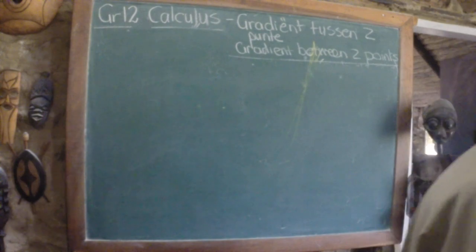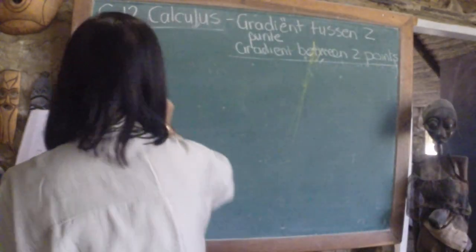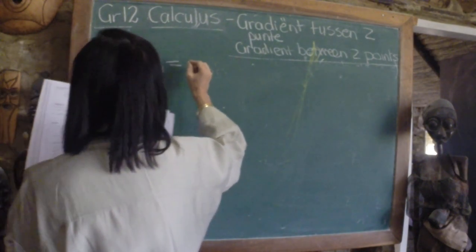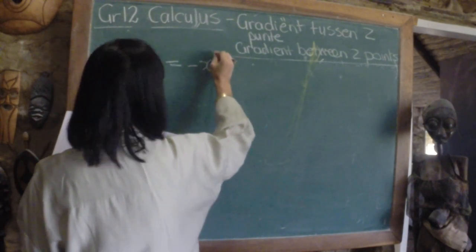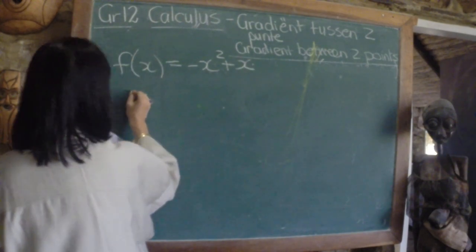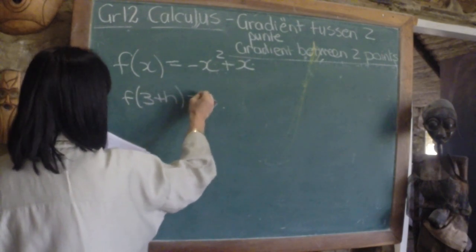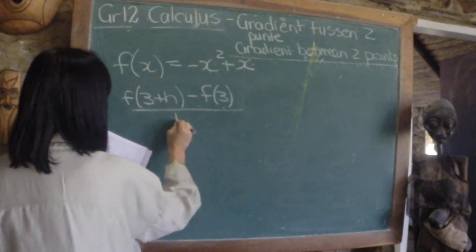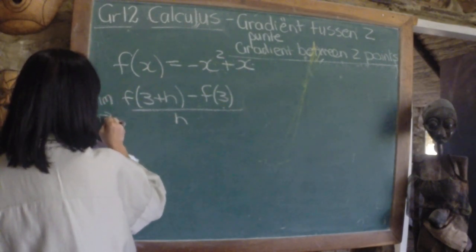Okay, let's pick another function. Function: sad face parabola, f(x) equals minus x squared plus x, and the question is determine this, the average gradient, with now we're going to put in a limit in front of it.